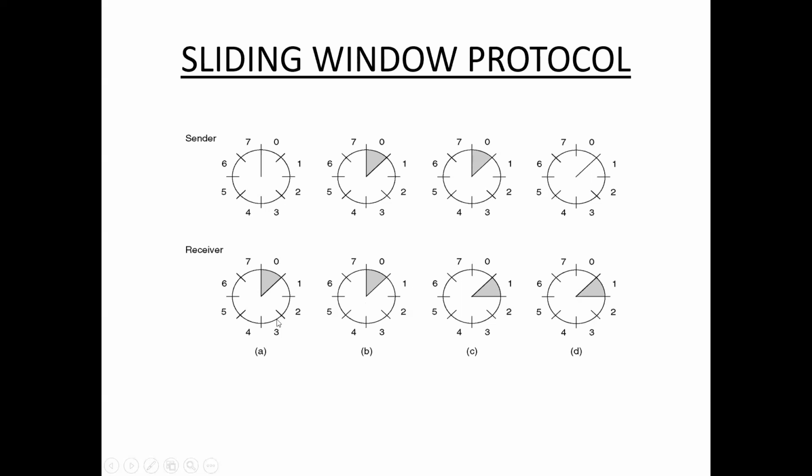In the first diagram, receiver window, the receiver waits for 0, so 0 is shaded. In B also, the receiver waits for 0, so 0 is shaded. In C, the receiver got 0 and waits for 1, so 1 is shaded. Next, D: the receiver waits for 1, so 1 is shaded.